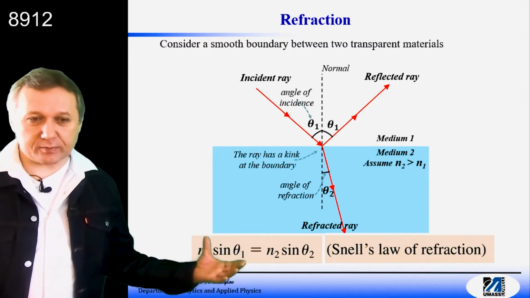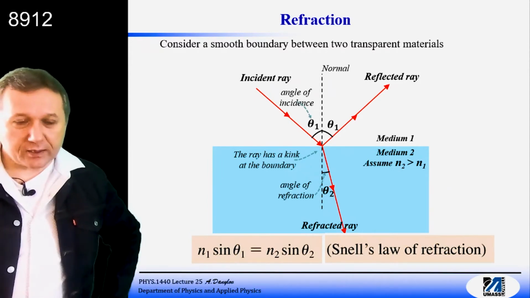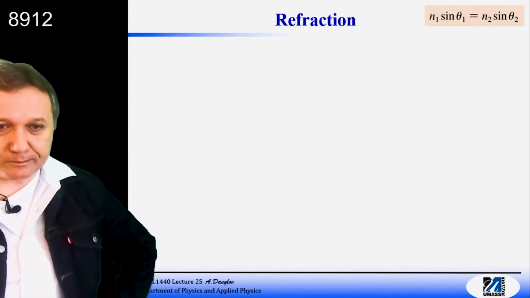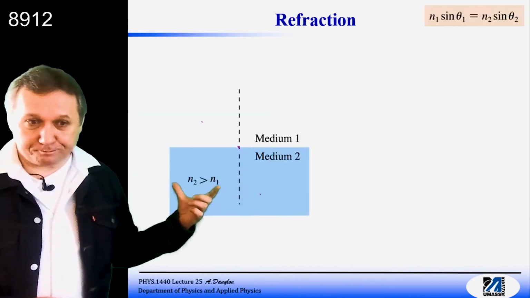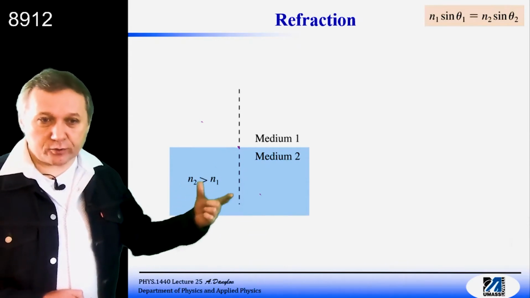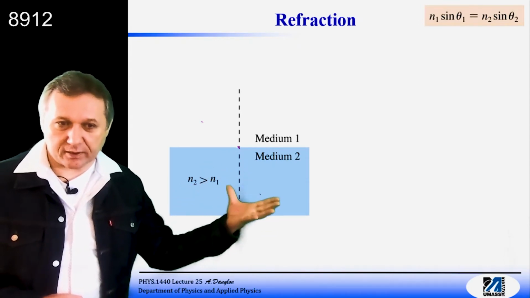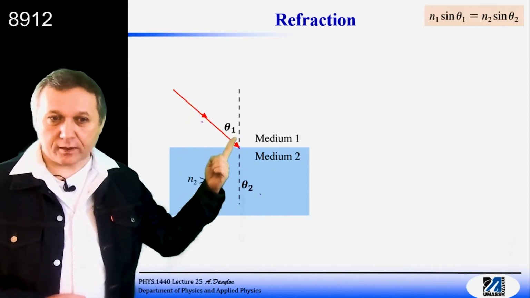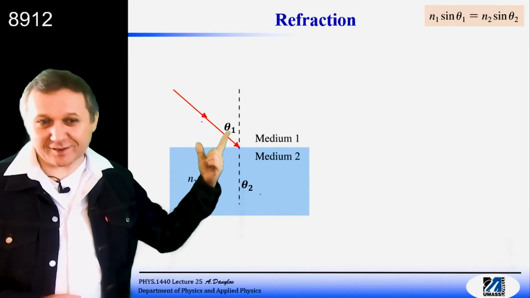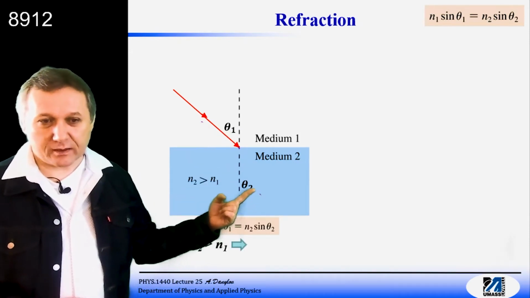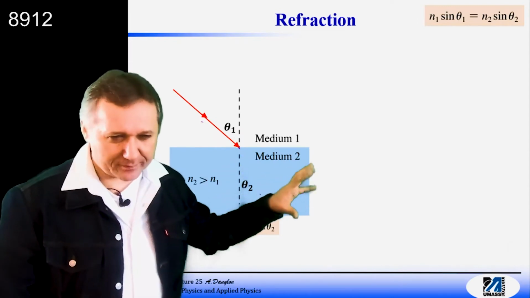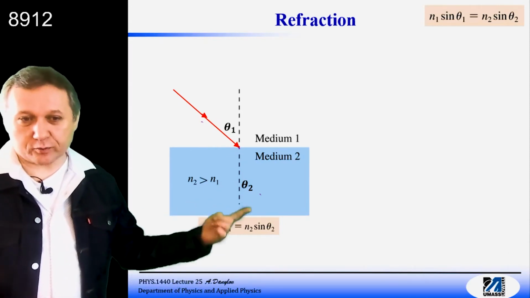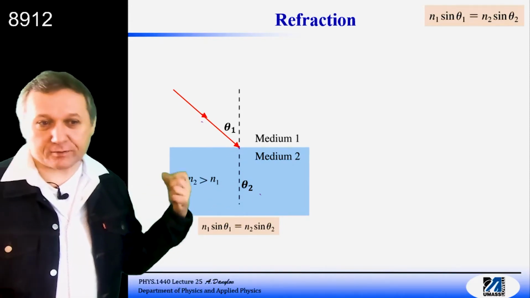Okay, so now let's play a little bit with the law of reflection and Snell's law. Let me look at a problem: the case when n2 is larger than n1, so this is a denser medium, for example glass, and this is air. Again, the angle of the incident ray, the angle of incidence, and the refracted ray. Now let's look at Snell's law in order to understand how we should draw the refracted ray.